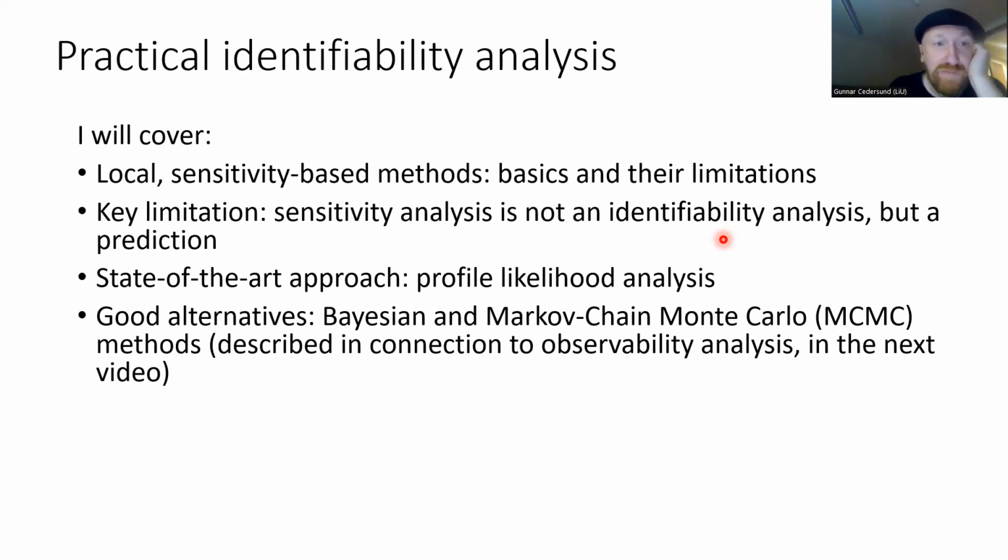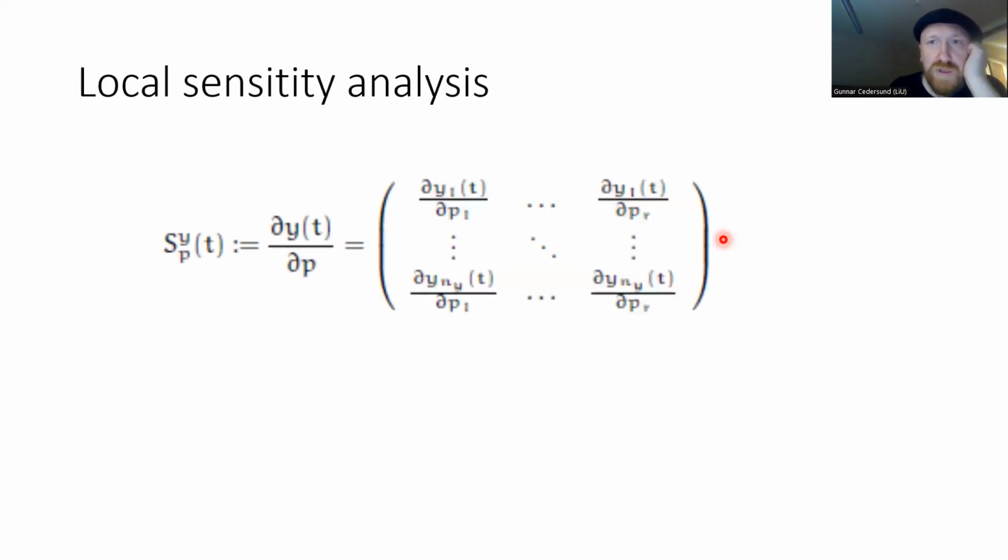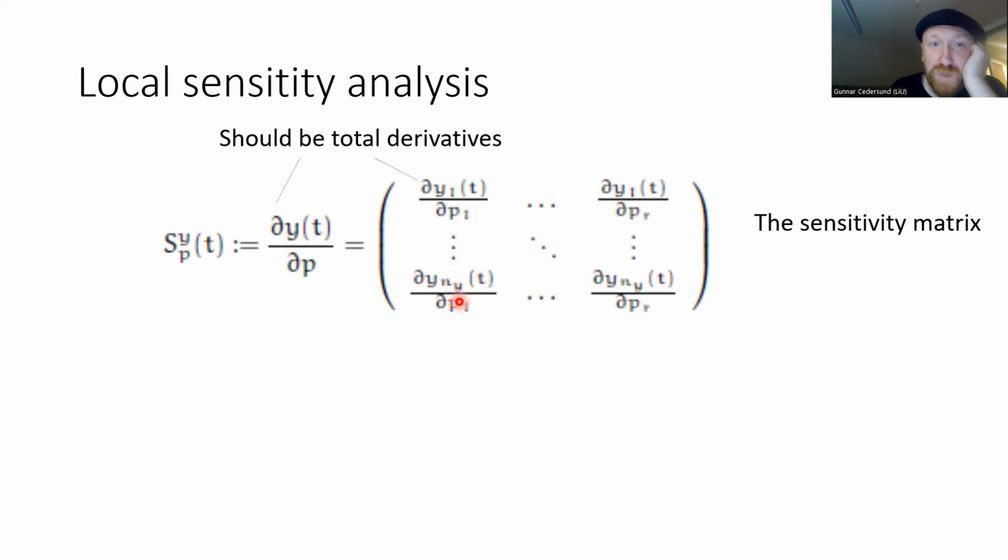Okay, so first, let's do the local sensitivity-based methods. They are based on a very similar matrix as in the previous video. So you take the output y and you derive it with respect to the parameters. You can also do it with respect to the states, but here let's just do it with respect to the parameters. So here we have all of the derivatives for all of the y's with respect to the parameters. This is called the sensitivity matrix, which is very similar to the observability matrix before. And these are the derivatives. It should be the total derivatives.